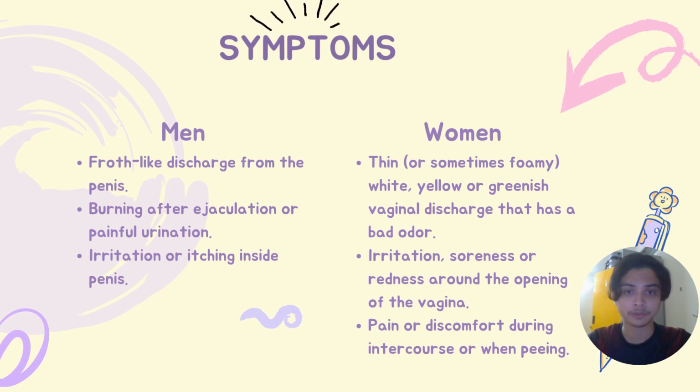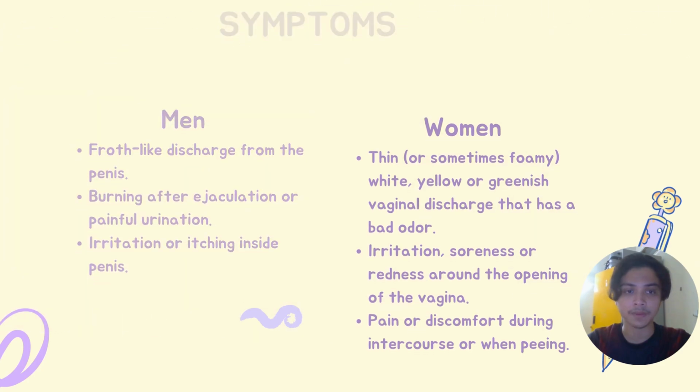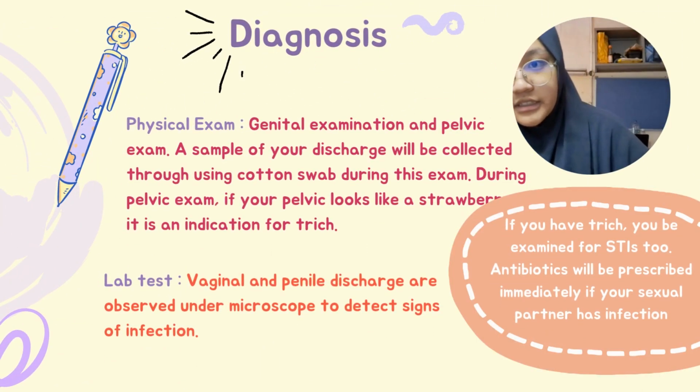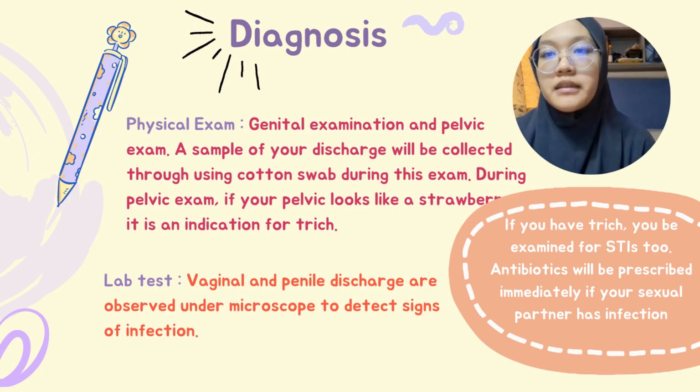Next, for the symptoms, although it is uncommon, the symptoms for men are frothy-like discharge from the penis, burning after ejaculation or painful urination, and irritation or itching inside the penis. And for women, thin or sometimes foamy white, yellow or greenish vaginal discharge that has a bad odor. Irritation, soreness or redness around the opening of the vagina, and pain or discomfort during intercourse or when peeing.